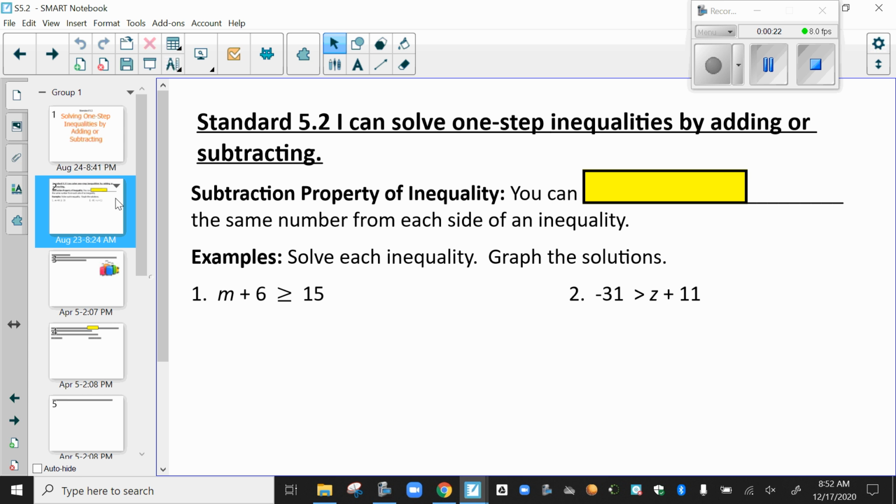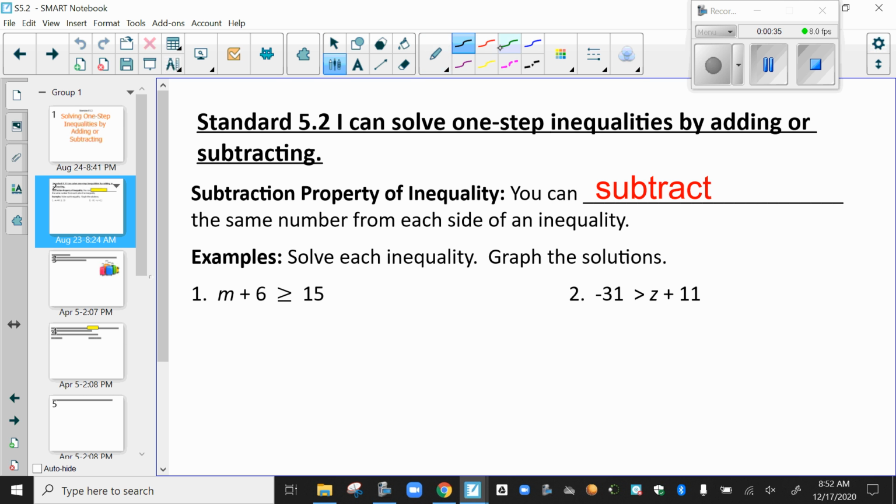Subtraction property of inequality. You can subtract the same number from each side of an inequality. We know this. We've used these rules. Look, m plus 6 is greater than or equal to 15. We're going to treat that greater than or equal to 15 like our equal sign, right, from before. So that's going to be our fence. So I'm going to undo this plus 6 by subtracting 6 and subtracting 6. All right, so that's going to be m remains. Positive 6 take away 6 makes 0, so I just leave it blank. My greater than or equal to sign comes down. And then 15 take away 6 makes 9.